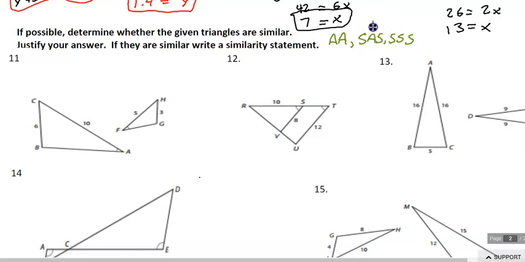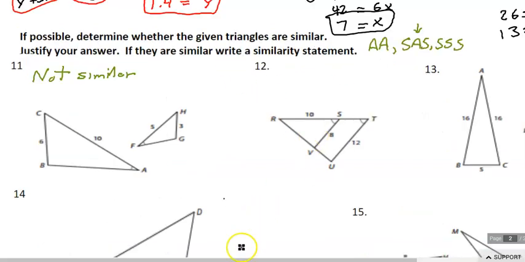However, notice how the angle must be between the 2 sides. So for side, angle, side to work, here are my 2 sides. We'd have to have angle C be congruent to angle H, which we do not. Okay, we do not have that. So for this one, it's actually not similar. Okay, and if it's not similar, we cannot write the statement. Okay. Next, on number 12, make this a little bigger.